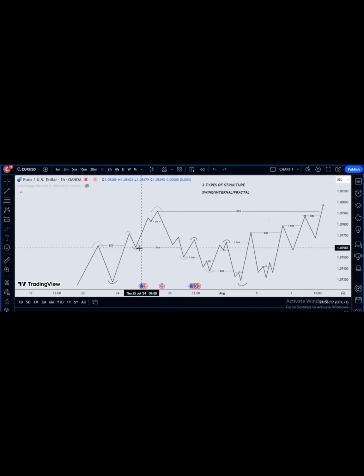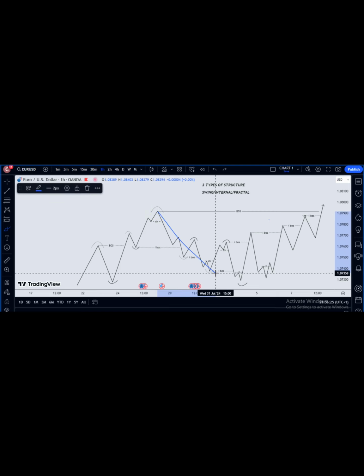And an internal break of structure signifies a swing retracement, right? Like this is the swing trend here, higher high, higher low, higher high. So this is just like an internal move between this high here of this move. Why? This is a fractal move in the move.